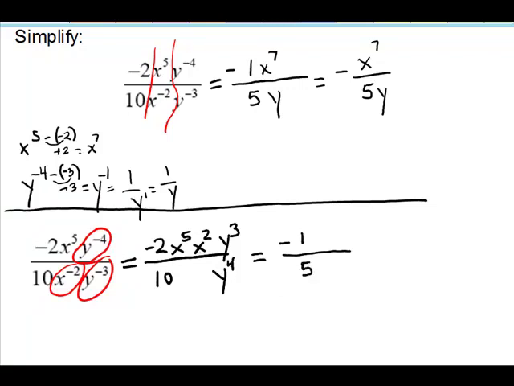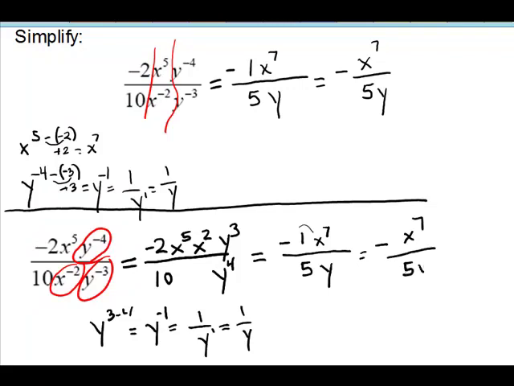For the x's, they're side by side, so keep the base and add. So that's x to the 7th. For the y's, you're going to subtract. 3 minus 4 gives us y to the negative 1, which makes it go to the denominator and get a positive, so it will be 1 over y. We already have something on the numerator, so we just have to put the y in the denominator. And then you will want to recognize it without this 1 because you have something else in the numerator. So this is an equivalent answer. And we did get the same answer as we did before.